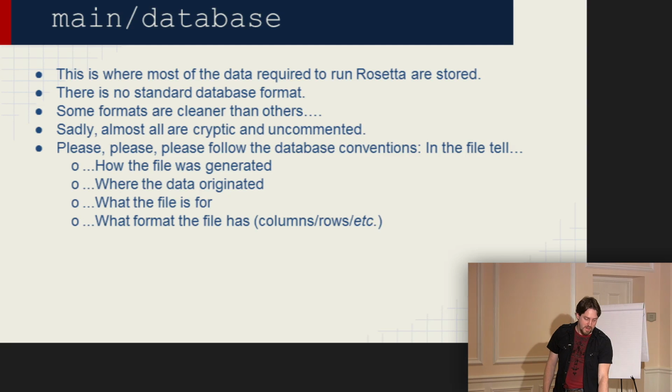So we'll make a little plea here, and this is actually a new coding convention as of last year: if you're making a new database file format, please tell how the file was generated, specify where the data originated, the scientific references, where you got the data in the first place, or how you made it, what the file's for, and the format, like columns and rows, in your file. Some of the database files do have that, and it's wonderful, and others don't.